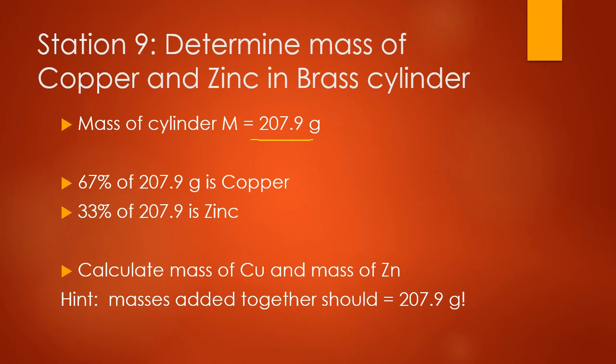We know that 67% of that cylinder is made up of copper, and 33% of that cylinder is made up of zinc. So knowing those values, you need to calculate the grams, so how many grams of that is just copper, and how many grams of it is just zinc. You can do that by changing the percent into a decimal and multiplying that by the mass of the cylinder.